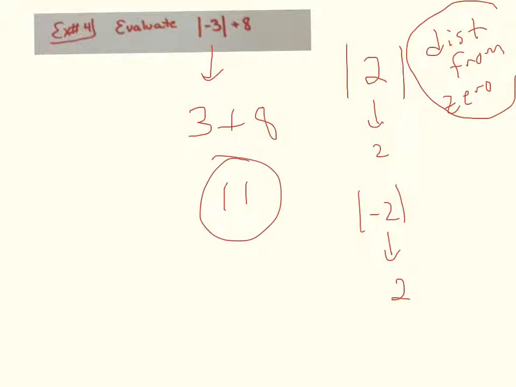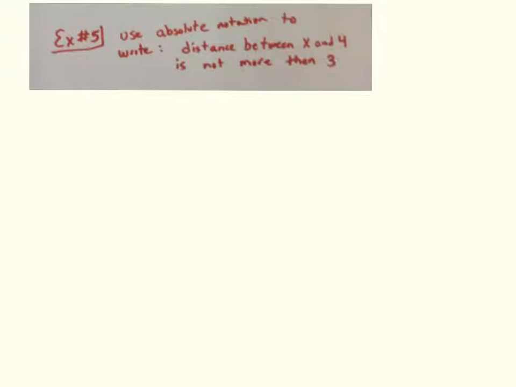And one last problem. For the last one, these are going to be probably the more tricky ones, but they're not too bad. We want to use absolute notation, that's absolute value, to write distance between x and 4. So if I tried to find the distance between 7 and 4, the distance is 3. How did I get that? Well, from 4 to 7, you'd count 3 units away. Mathematically, you would subtract them. So whenever you're doing distance between x and 4, you're going to subtract them.